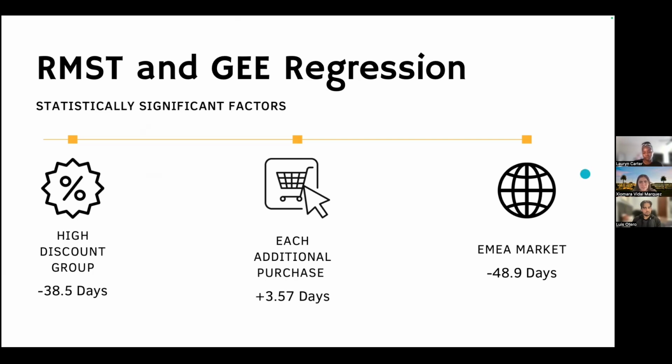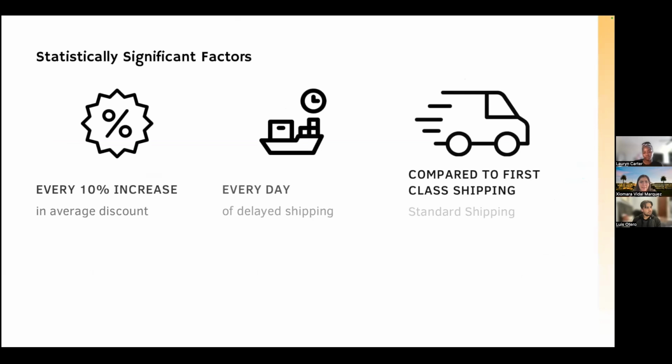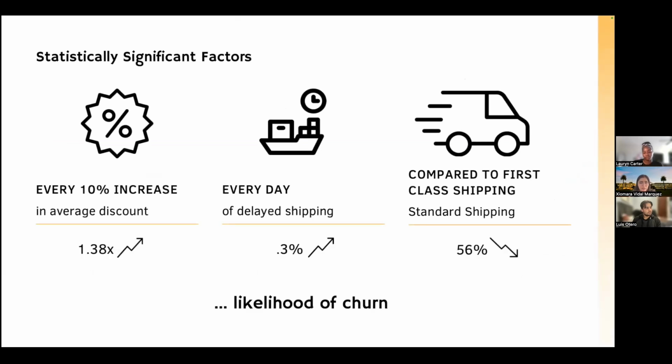So looking at this, we still wanted to run our Cox regression, so we did with the variables that would lead to a more precise equation. We can go to the next slide. We found that every 10% increase in average discount correlated with a 1.38 times increase in the likelihood of churn. Similarly, every day of delayed shipping was associated with a 0.3 increase in likelihood of churn, which might sound a little marginal, but can easily compound with repeated days of delays. And then finally, standard shipping compared to first-class shipping resulted in a 56% lower likelihood of churn.